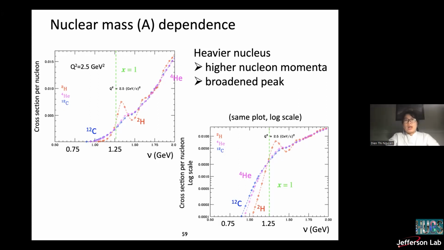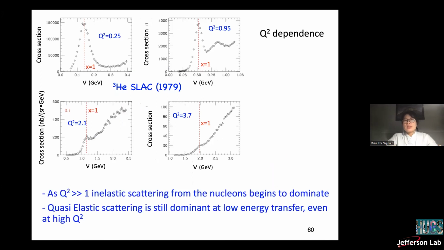So the next one, we want to study how the quasi-elastic peak depends on the Q square. Now we are using the same nuclei, but we are changing the Q square. This is the measurement on helium-3. You can see that at the very low Q square, the quasi-elastic peak is really big, very big, and the contribution of the other processes is low. You can see the ratio from here to here, right? So we can identify the quasi-elastic peak very well.